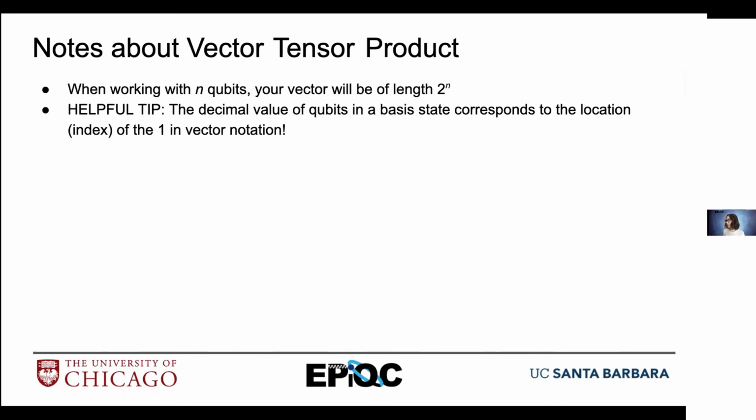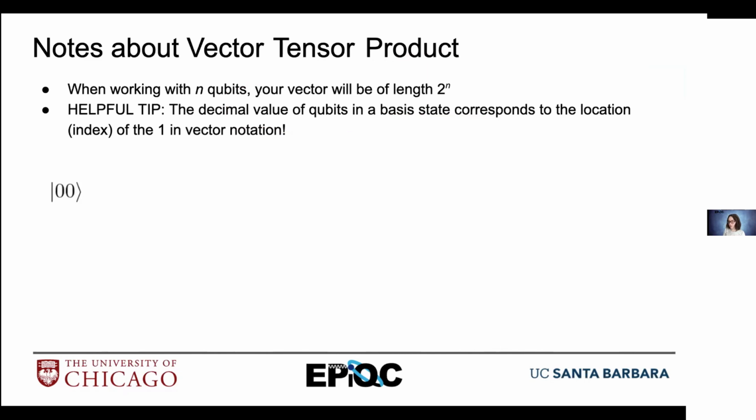So a helpful tip whenever you're trying to quickly come up with the vector representation for a set of qubits is that the decimal value of qubits, so this is going back to our binary encoded decimal, if we work with the decimal value of the qubits in a basis state, that corresponds to the location or the index of the 1 in your vector notation.